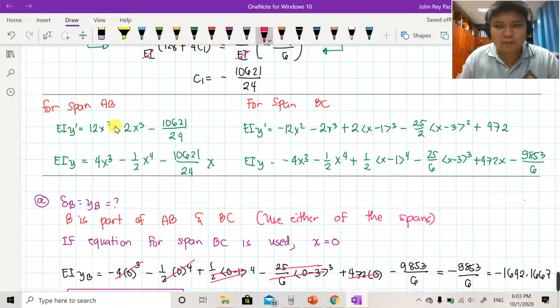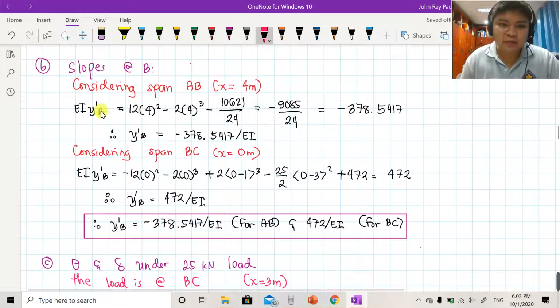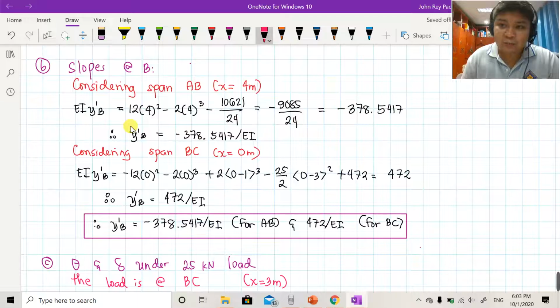Okay? So, of course, considering span AB, just substitute x equals 4. Considering span BC, just substitute x equals 0. Okay? So, ito na siya. Considering span AB, I substituted them. So, ito magiging negative 378.5417. So, therefore, ang magiging sagot is negative 378.5417 over EI. While for BC, just substitute x equals 0, ang magiging sagot natin class ay 472 over EI. Okay, no? So, ayan siya.